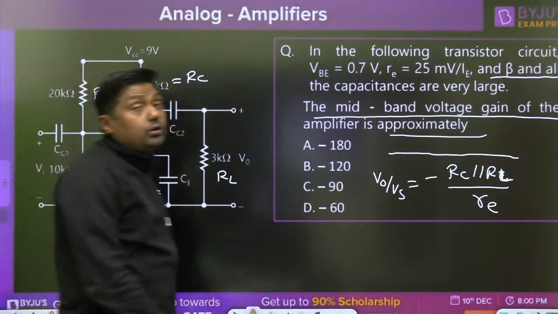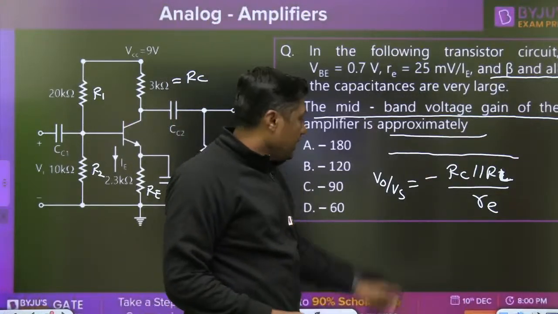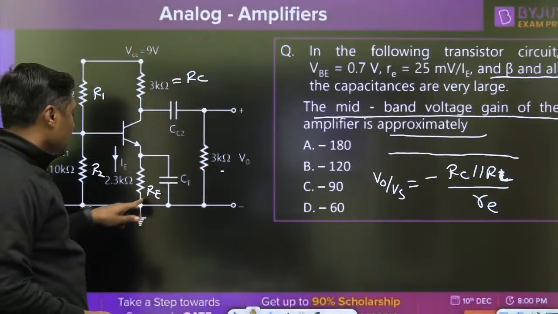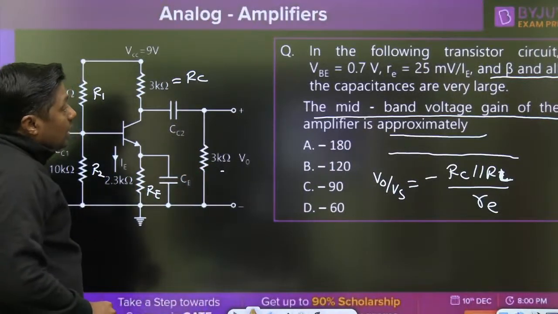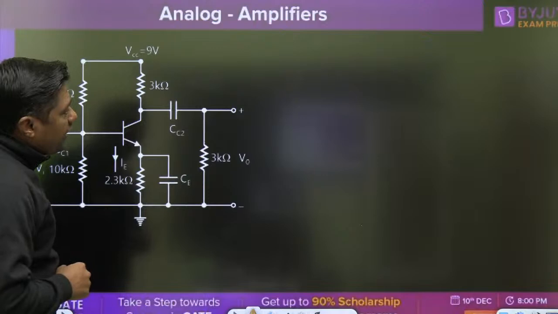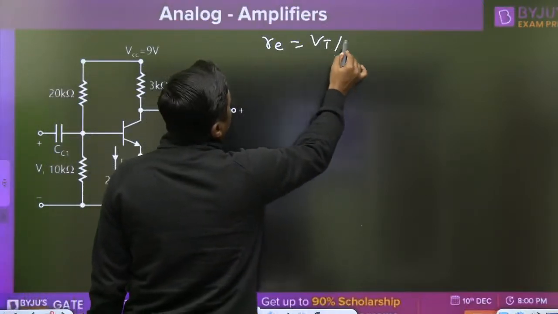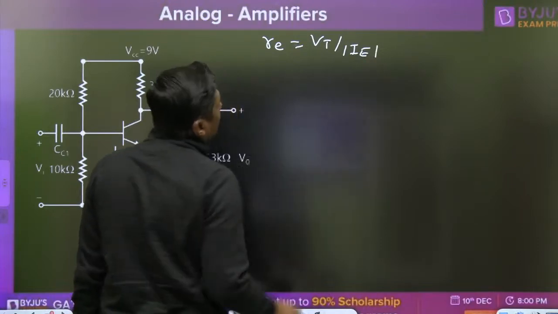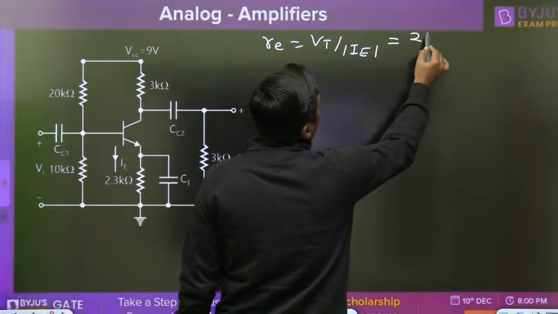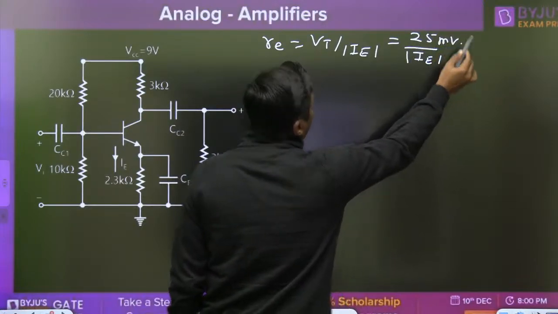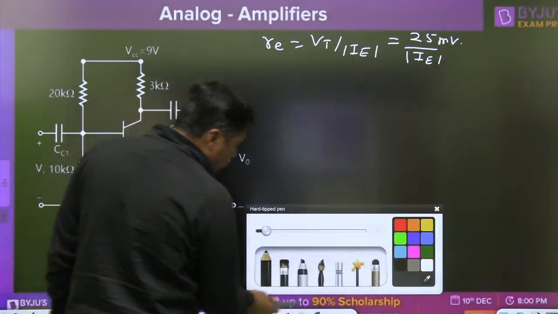But how are we going to calculate small re? So that is the answer for this question: RC parallel with RL and small re. Now, how do we find small re? Small re is nothing but VT by mod of IE. VT is given as 25 millivolt. You have to find IE. Remember, this is in millivolt. Then you have to do the DC analysis.